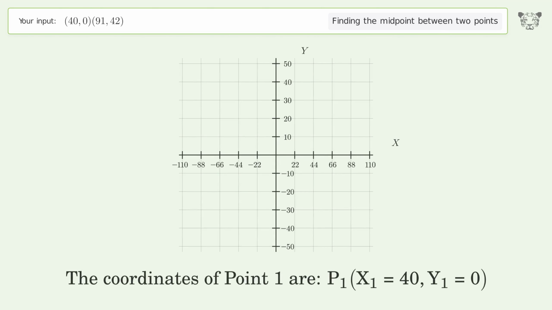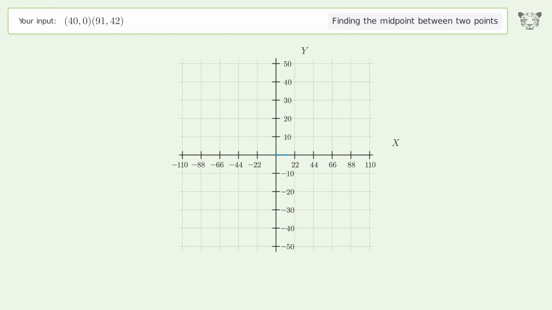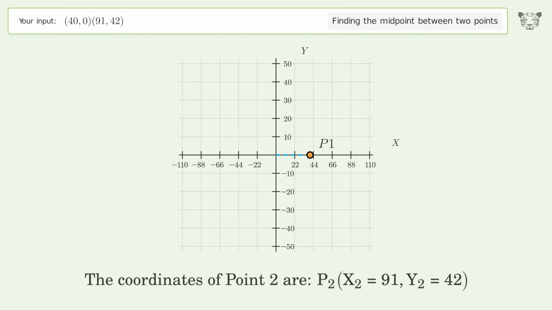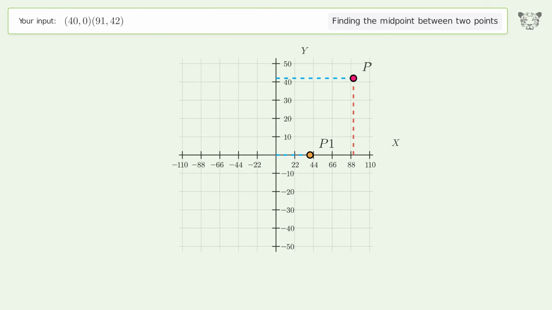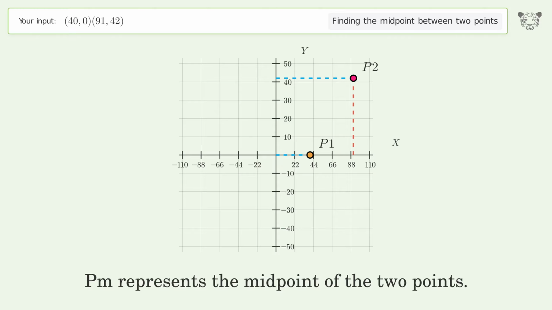The coordinates of point 1 are x1 equals 40, y1 equals 0. The coordinates of point 2 are x2 equals 91, y2 equals 42. PM represents the midpoint of the 2 points.